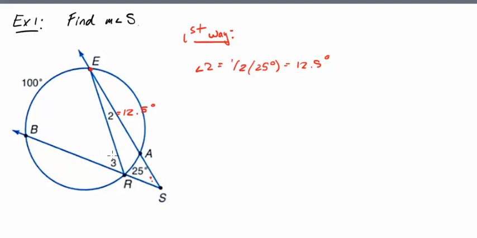Then we can go down here, we could find angle 3. Angle 3 is also an inscribed angle. Its vertex is on the circle and its intercepted arc is BE. And angle 3 is half of BE, so it's half of 100 degrees, which is 50 degrees.